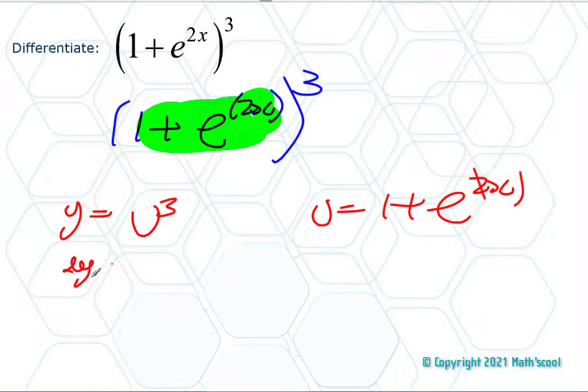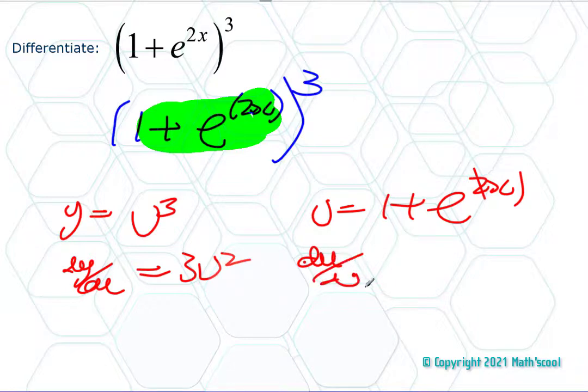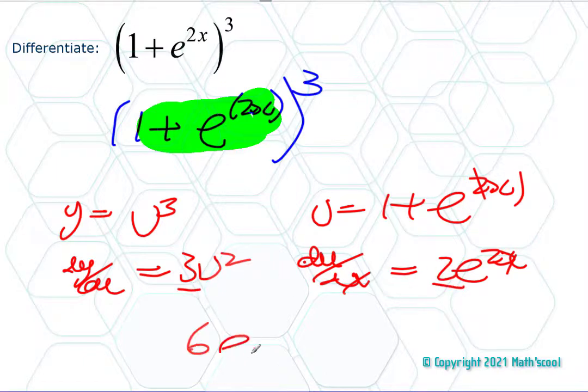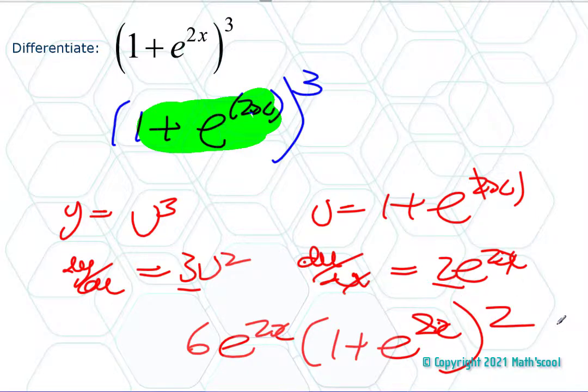Differentiate this, dy by du equals 3u squared. Differentiate this, du by dx equals 2e to the 2x. Multiply them together. It gives you 3 times 2, 6, e to the 2x times u squared. U was 1 plus e to the 2x, all squared.